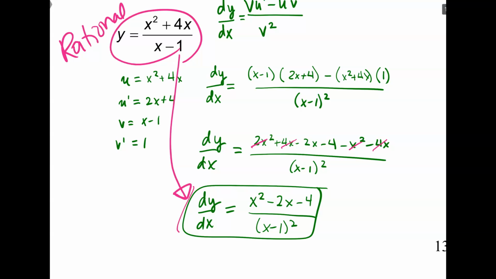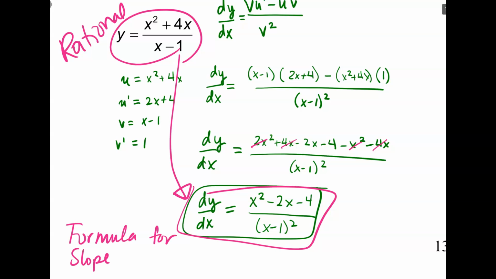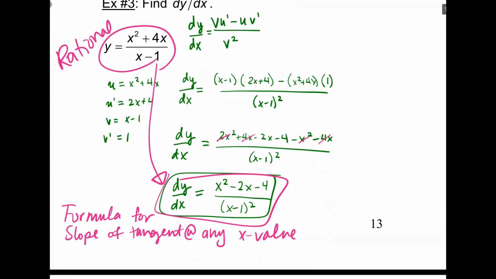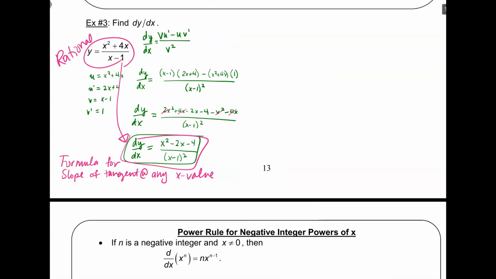And what we found right here is the formula for the slope of a tangent at any x value. So what did you actually find here? I just want to make sure you understand what you're doing. By finding the derivative, you literally found the equation that will spit out the slope. Any x value you pick, it will tell you exactly what the slope is for your original function.